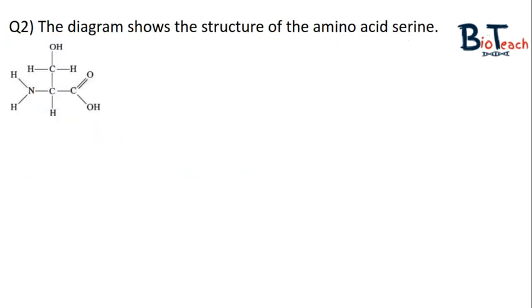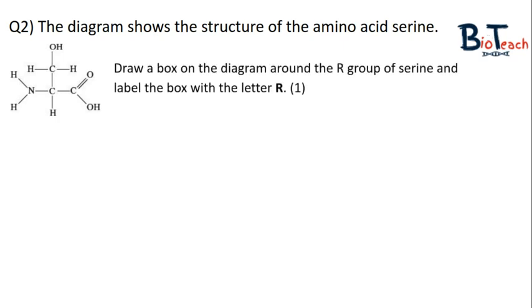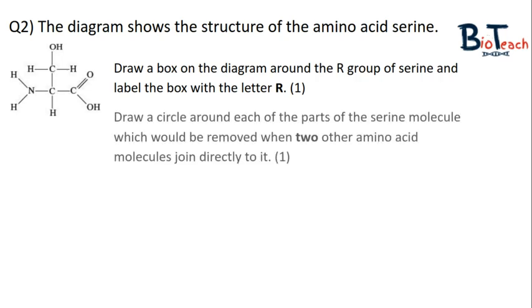Question 2 gave you an image of the amino acid serine, and it asks you to identify the R group on the image by drawing a box around it for 1 mark. The second part asks you to draw circles around each of the parts which would be removed when 2 other amino acids join directly to it.